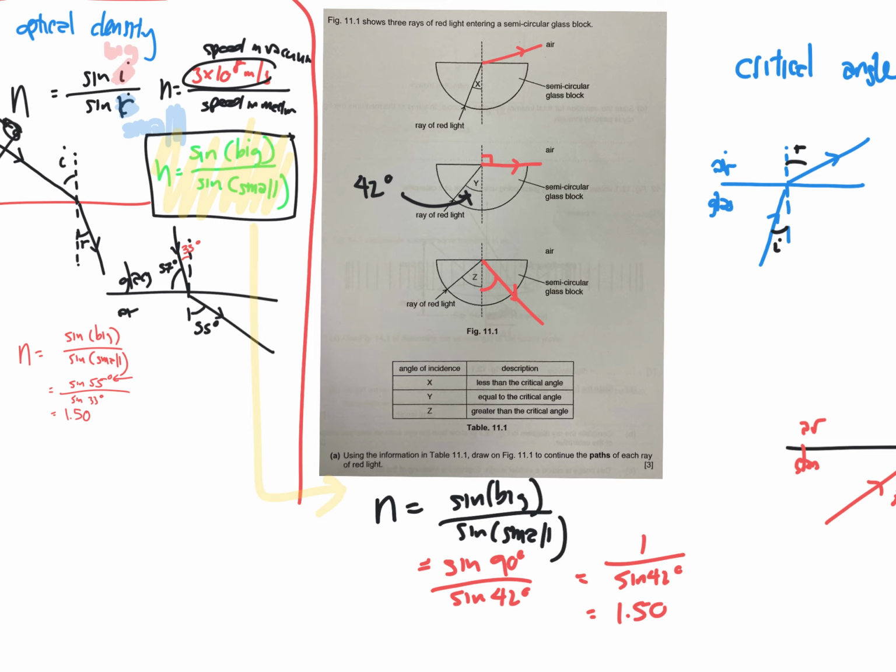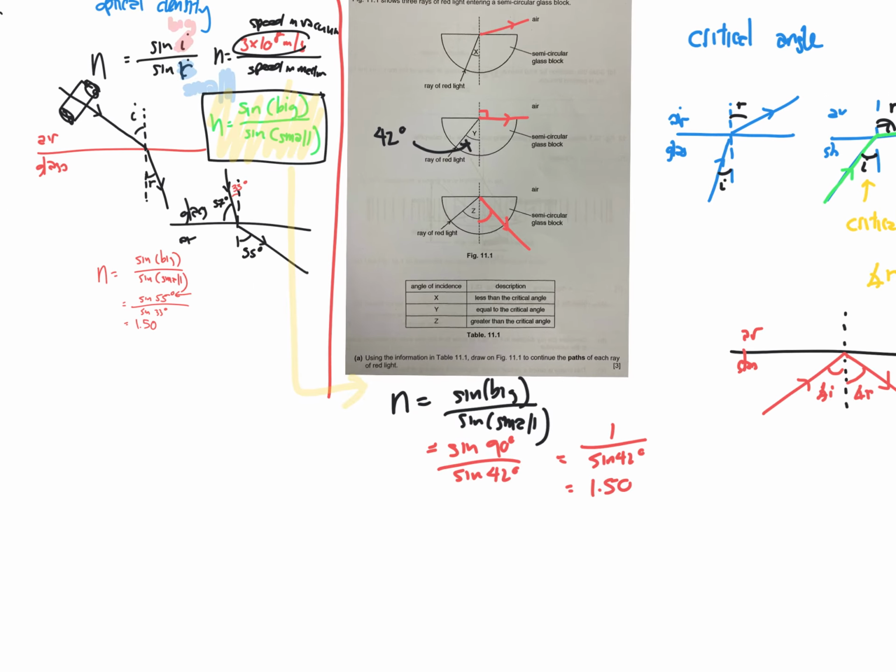Now, of course, this works very well because I see big and small. What you would also know from your notes and from class, the straightforward version, is that if I already know it's about the critical angle, I can just go straight: sine C, and my C in this case is 42, over sine 42. You get the same answer. So these are the questions whereby they ask you for the refractive index. Generally, this is basically how the questions go.